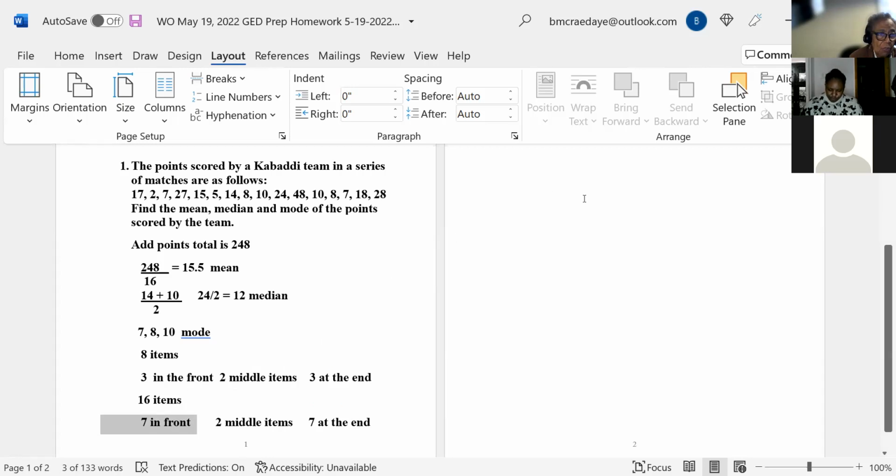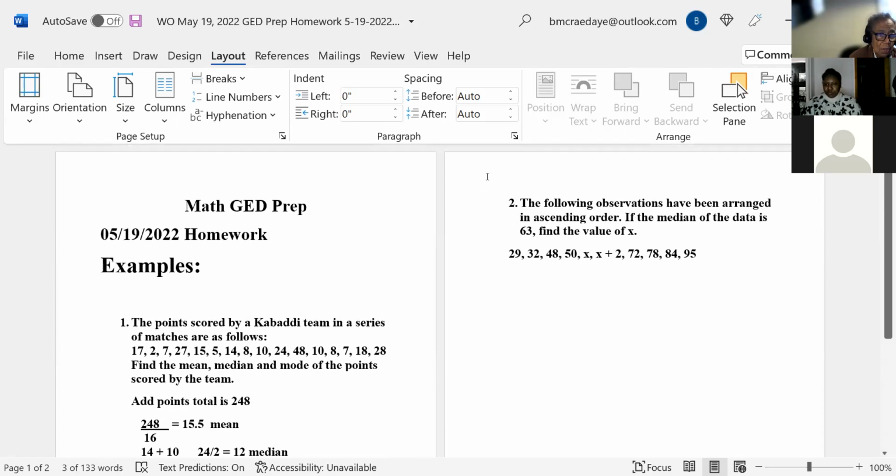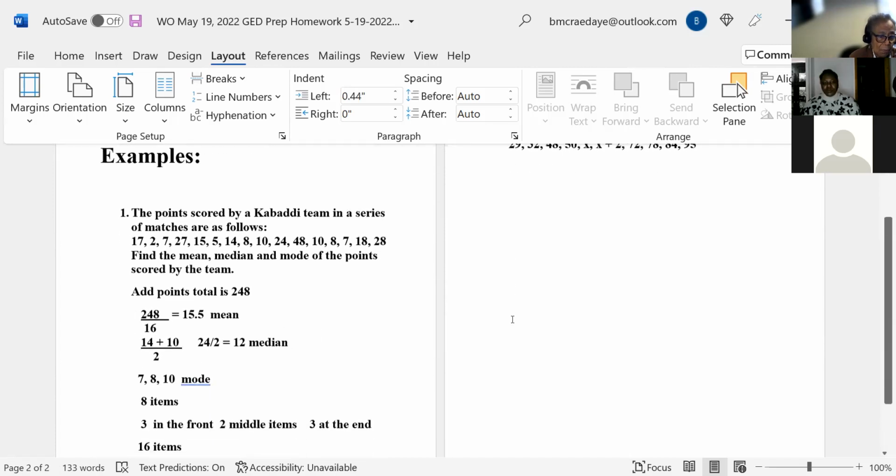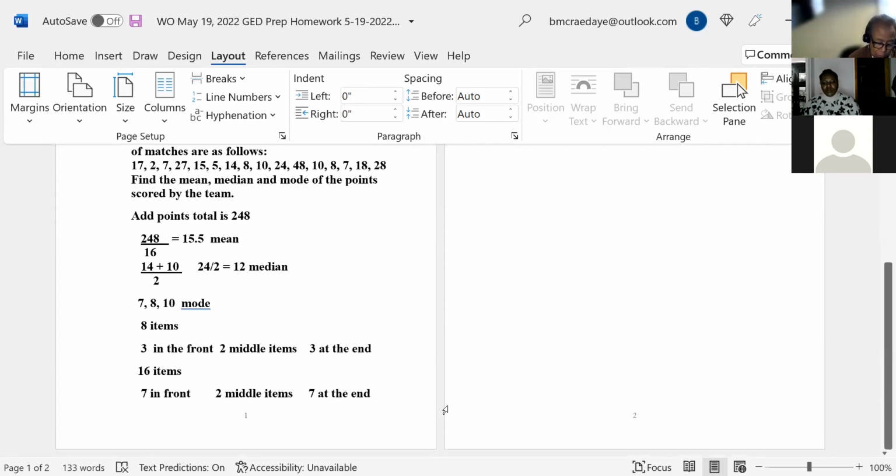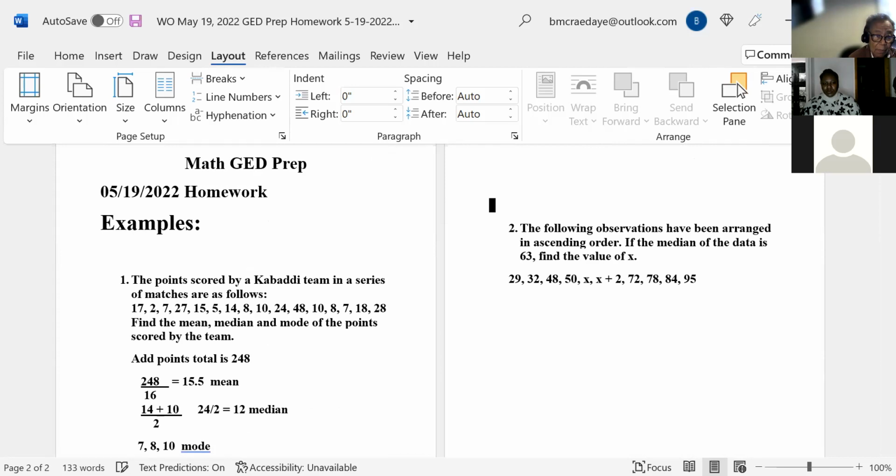Maureen, suppose you had 20 items. How many in the front? How many in the middle? 9. Yes, 9. So if you had 20 items, you'd have 9 in the front, 2 in the middle, and 9 at the end. All right. So you know how to figure it out, correct, Michelle? Yes, Miss Barbara.